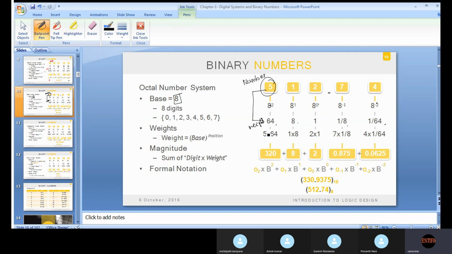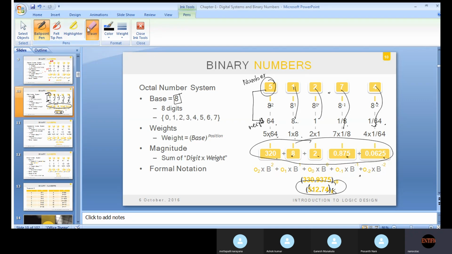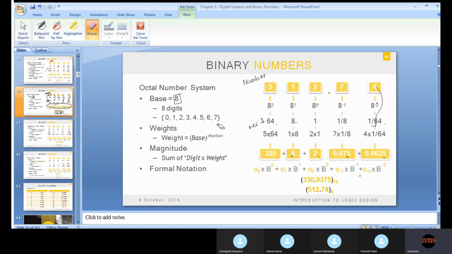So you have to multiply 5 into 64, 1 into 8, 2 into 1, 7 into 1 by 8, 4 into 1 by 64, which is giving you 320 plus 8 plus 2, 0.875, 0.0625. Okay, so if you are summing up together, what you are getting: 512.74 base 8. Okay, so this is the representation of the octal number system.